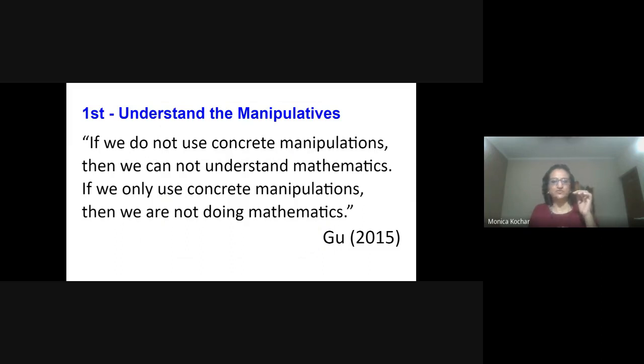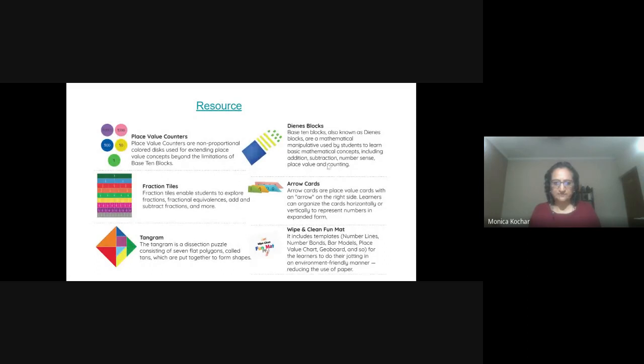You need to come to a point where you think 11 and 11 and you do 22 and you don't have to look for Dean's cubes or shapes. So C and P is like a support. It's a ladder to bring the kids to abstraction without having fear in the way. So this is the thing to understand the manipulatives.